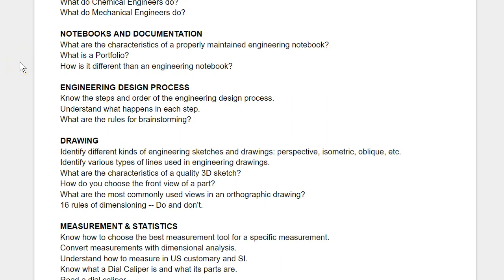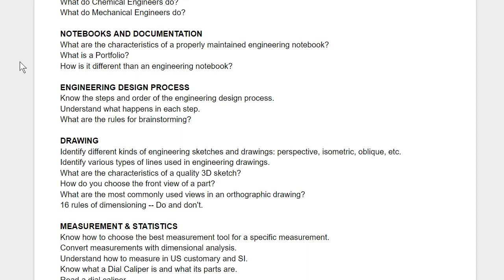For the engineering design process, you need to know the steps and the order of the engineering design process. I gave you a handout at the start of the year. It's also well documented in mypltw.org. You need to understand what happens in each step, so you should be able to think about what we're doing and figure out what step that is. You also need to know some of the rules for brainstorming. This one should be pretty easy. Mostly it's about letting the ideas flow, making sure everybody participates, not being critical.